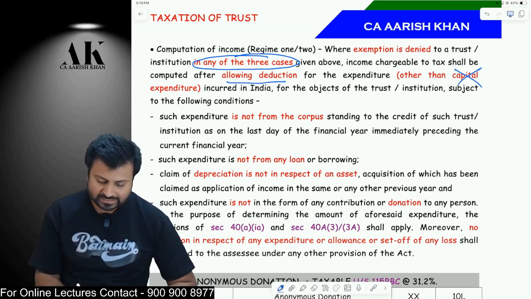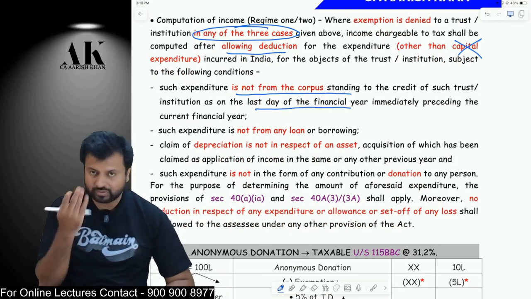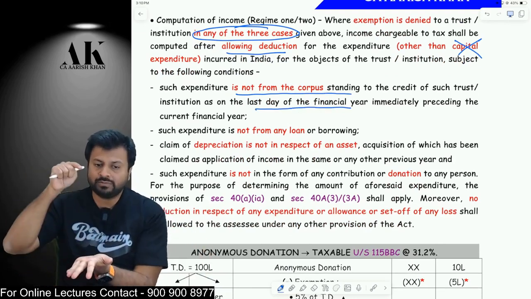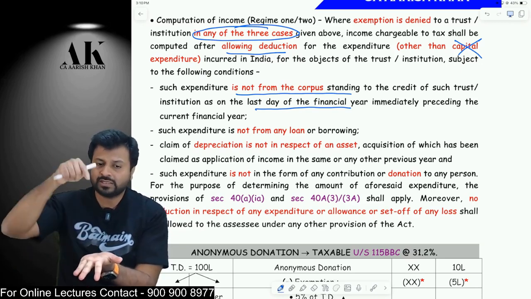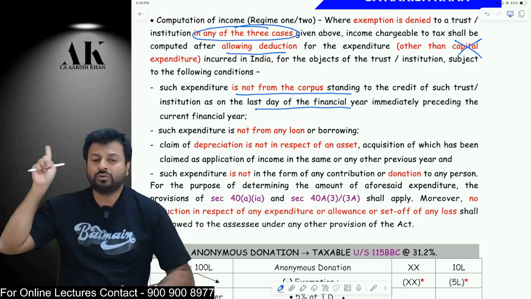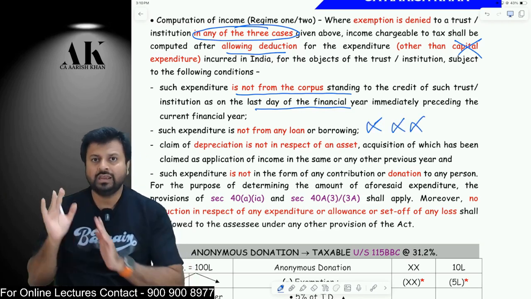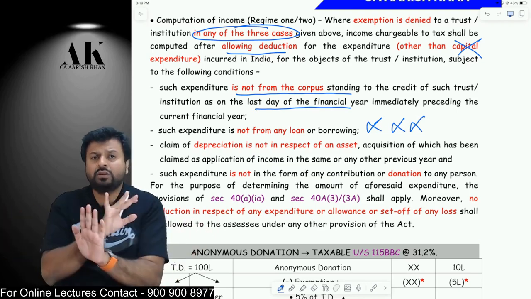Second, such expenditure is not from the corpus standing at the last day of the financial year. The expenditure should not be done from last year's money. The expenditure should be done from the current year's money only. Whatever money you have earned in the current year, you have to do the expenditure from the current year income only. You cannot do the expenditure from the last year income. Third, the expenditure is not from loan or borrowing. If you take a loan and incur an expenditure, you will not get the deduction.